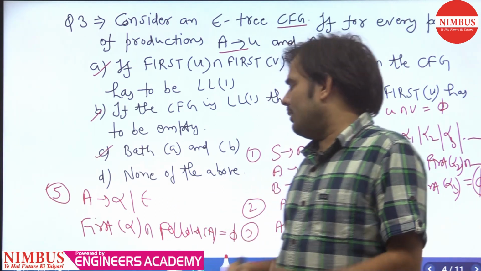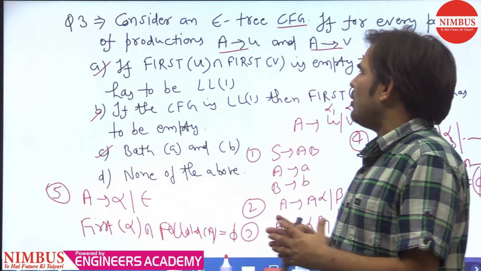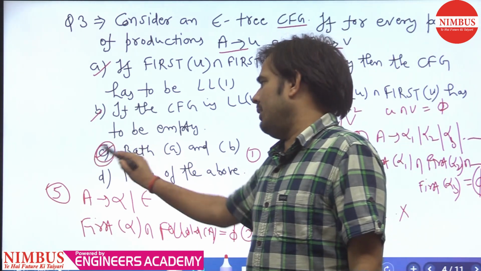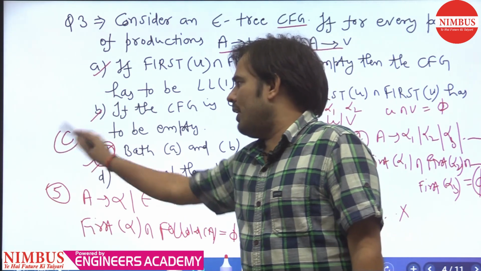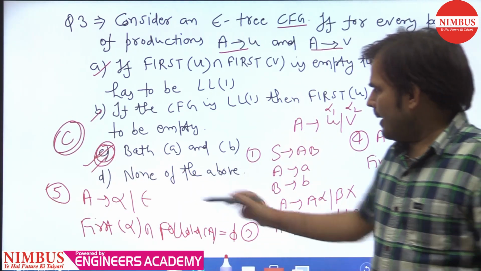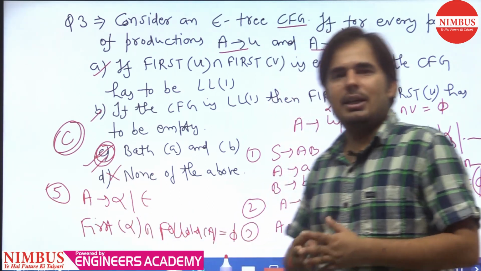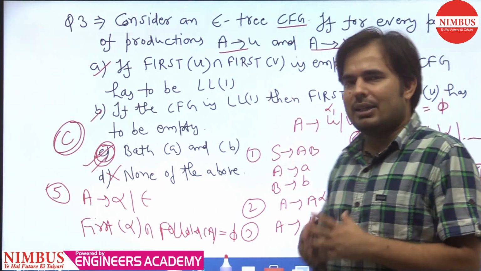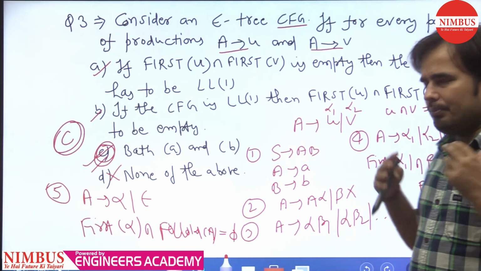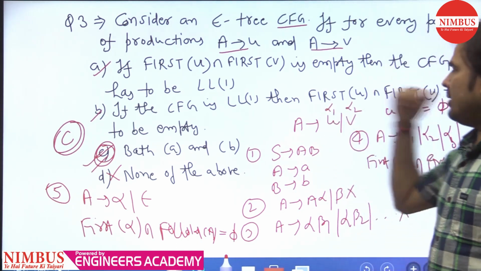In option C, what do we have? Both A and B are true. Yes, both A and B are true. So finally option C is correct here. None of these has no chance. Both the options are correct regarding the LL1 rules. So this is question number 3.